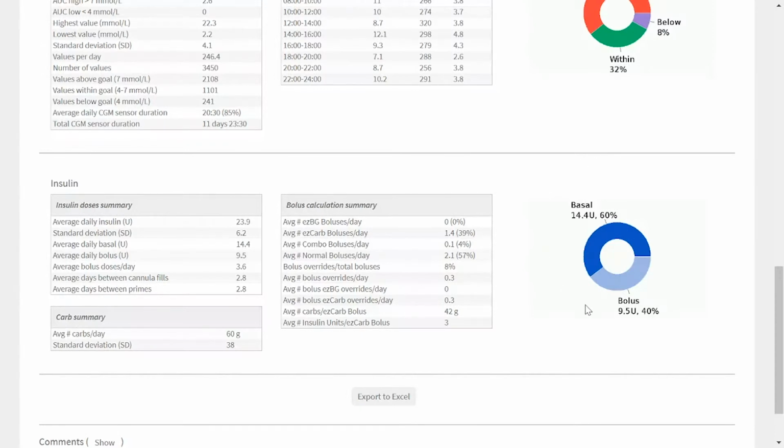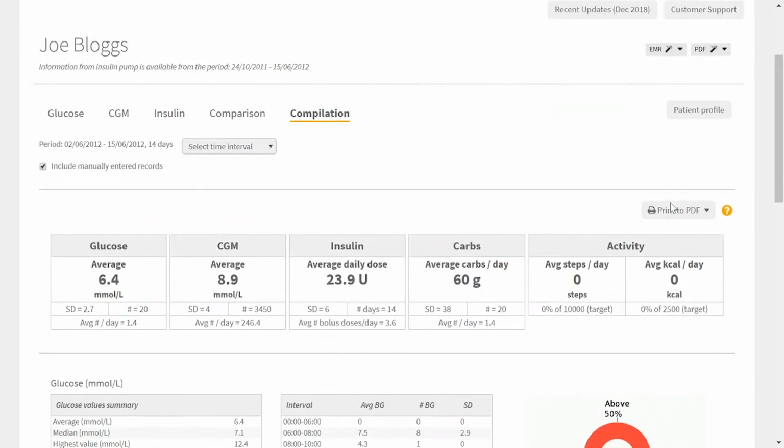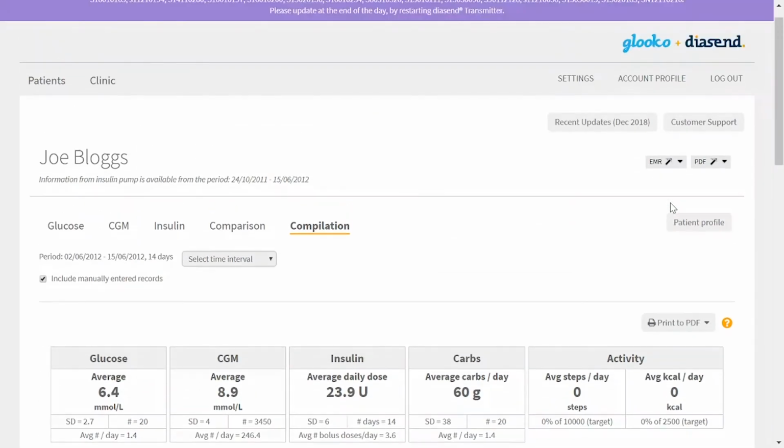When you look at the donut graph on the right hand side, you can also see the percentage of basal to bolus, which is a good indication of if a patient is using more bolus to make up for perhaps shortfalls in the basal. But again, all of this information is for a clinician to run through and use to give their own advice. That is how you would use the Compilation tab to drill down into patient data during a consultation.